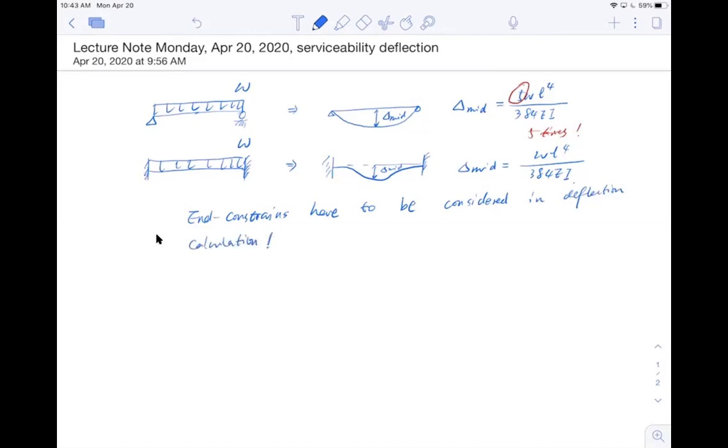So yes, you're right, Sean. With different boundary conditions, we always have different numbers. But I just want to show you that the deflection is much bigger with different boundary conditions. So one thing to keep in mind is that I cannot simply take one formula to calculate deflections. I have to consider the whole span.